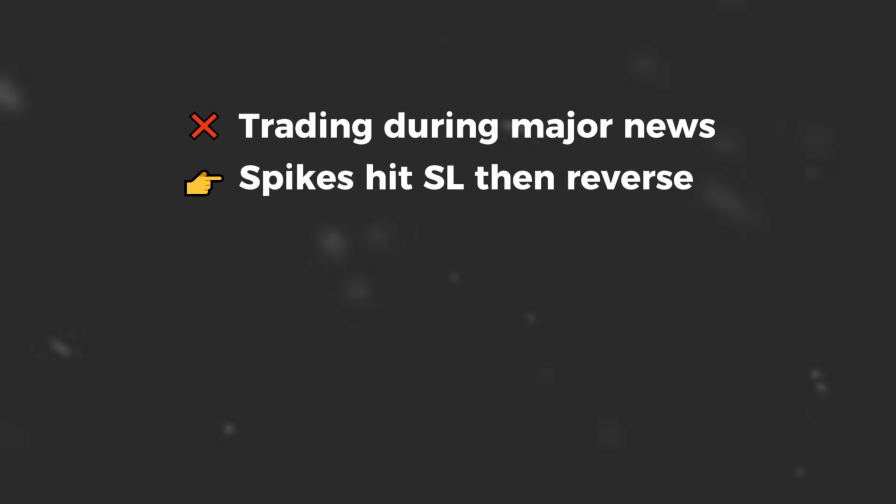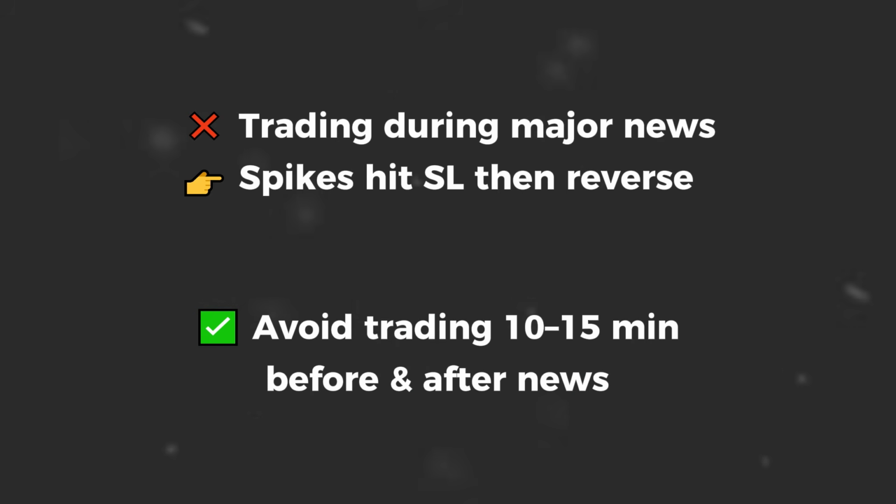Finally, many traders enter positions right before or during major news events. These events can cause sudden spikes that hit your stop loss and then reverse direction. To avoid this, stay out of the market at least 10 to 15 minutes before and after important news releases.